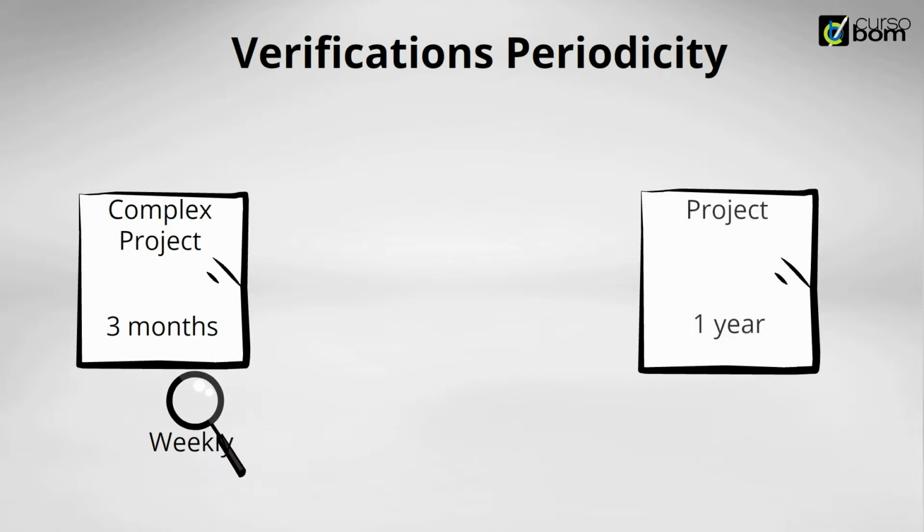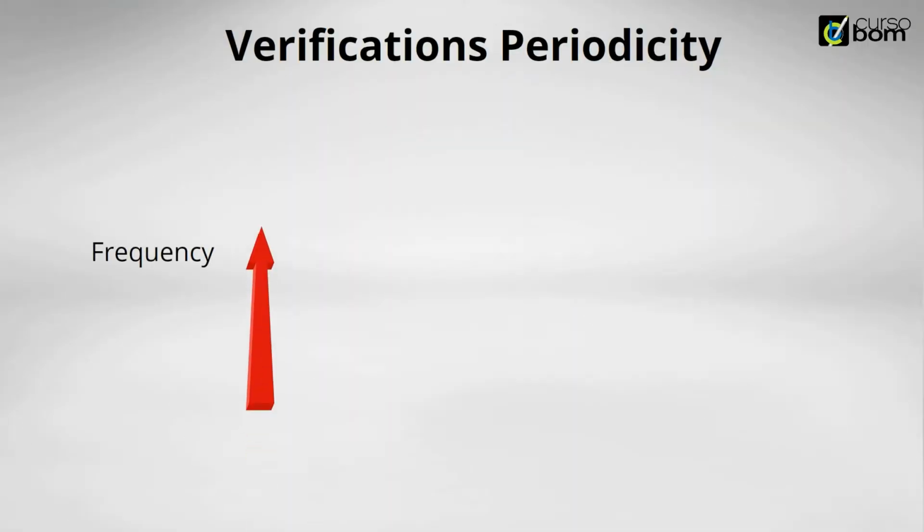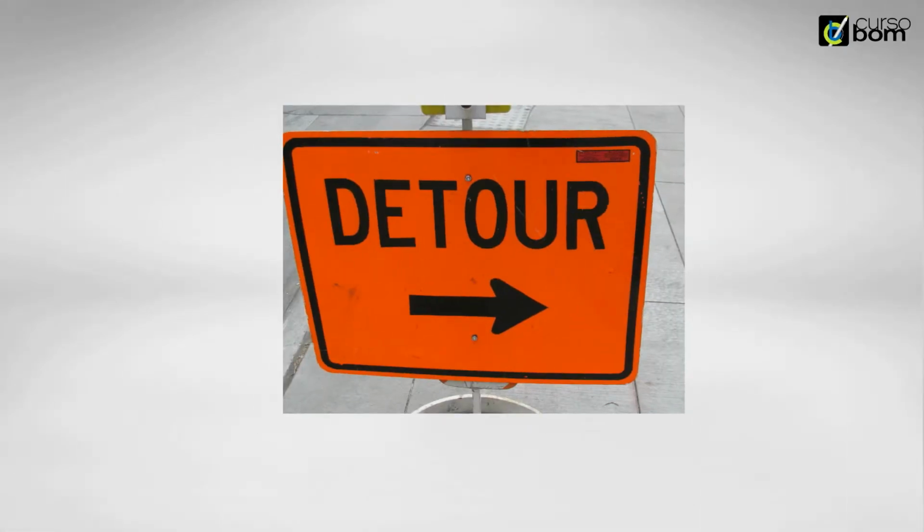For a 1-year project, bi-weekly verifications could be enough. More frequent verifications can reduce risks of big differences between planned and executed, as less frequent verifications, for example, monthly, are not recommended even for long projects spanning many years. The deviations recovery opportunities in a project with such large intervals between verifications would be more limited.